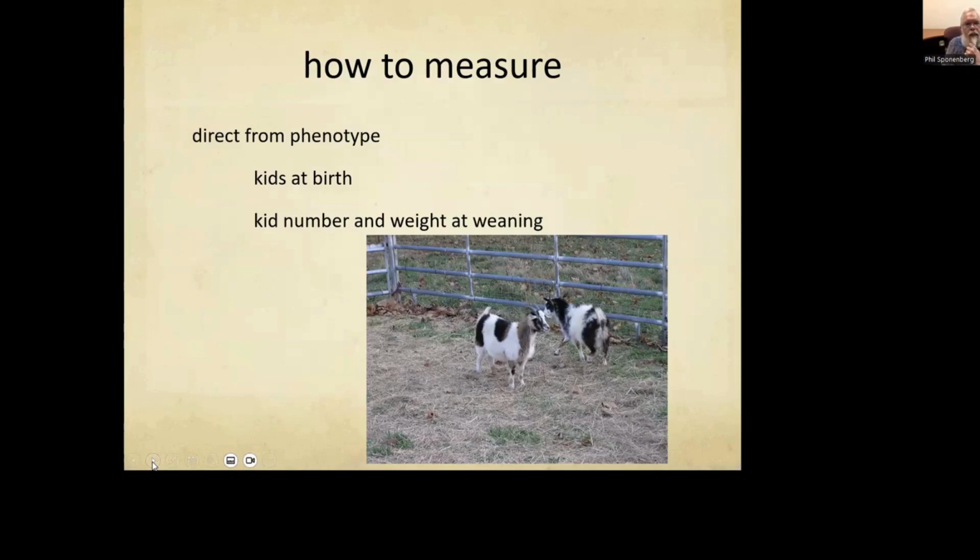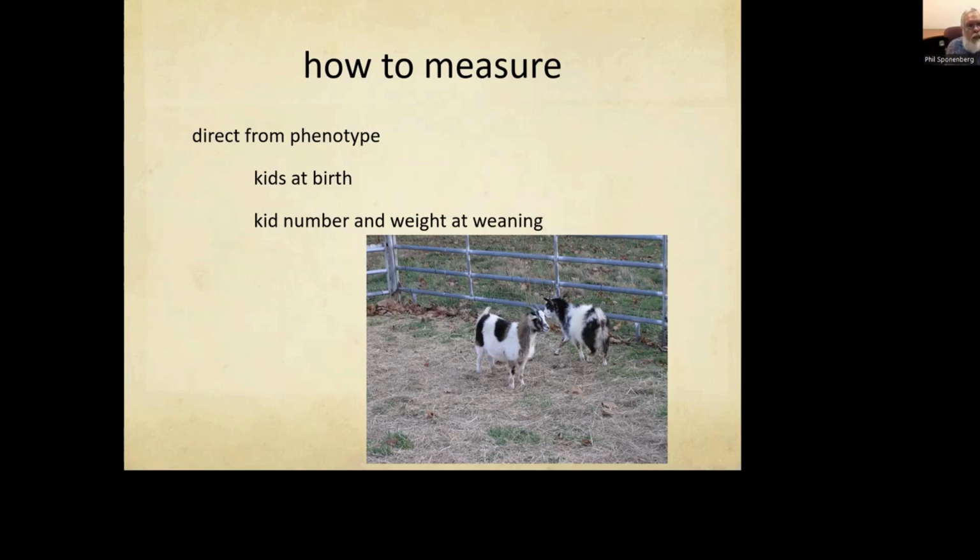Now, we're going to have to figure out how to measure this, and I kind of like low-tech solutions, and there are different ways to do this. Basically it's going to be direct from the phenotype, or what the animal is showing you. The most obvious is the number of kids at birth. Do they have one, two, three, four, five? And in different situations, you may want that. So that's going to be one.